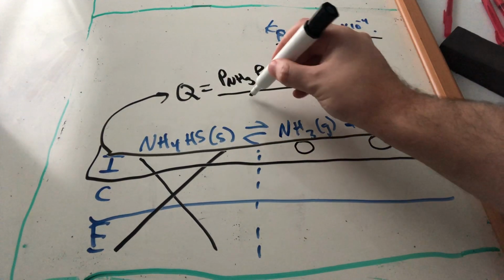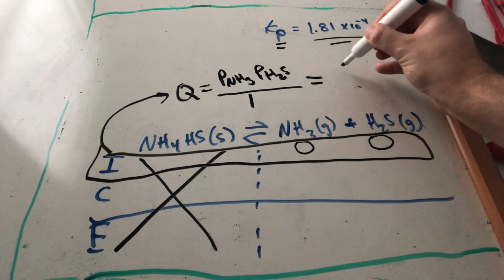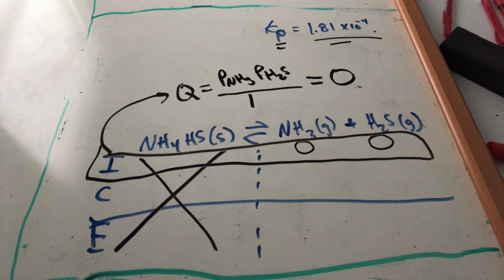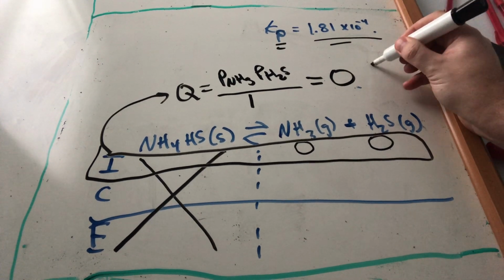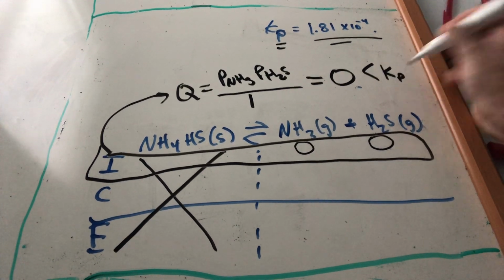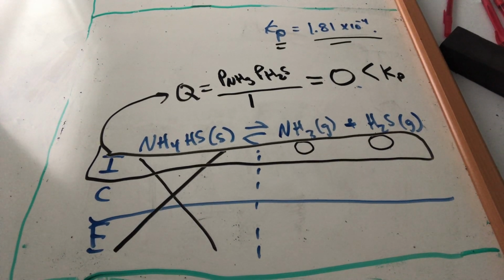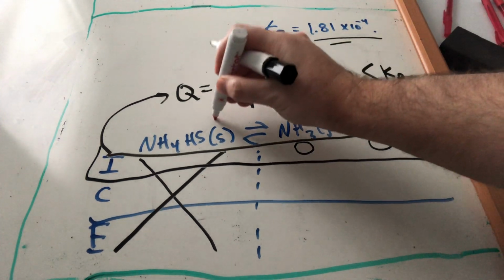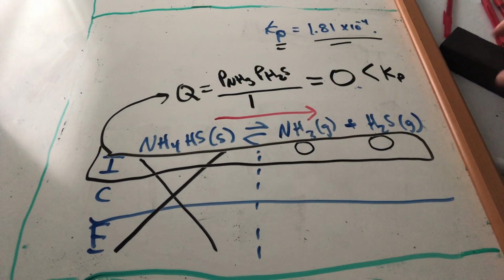Oh, and what do we do with the solid? We replace it with 1, right? So we see here that Q is equal to 0. Let's compare Q and K. Q is definitely less than K. So do we have enough products? No, we don't. So our I information here tells us that the reaction is going to progress this way.